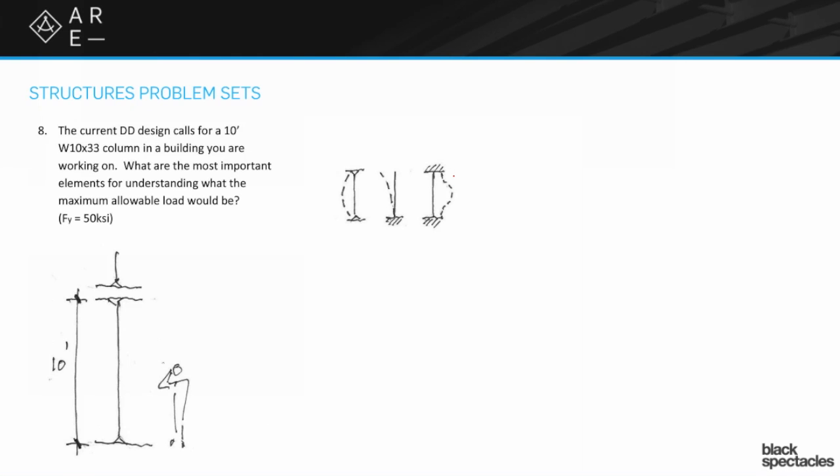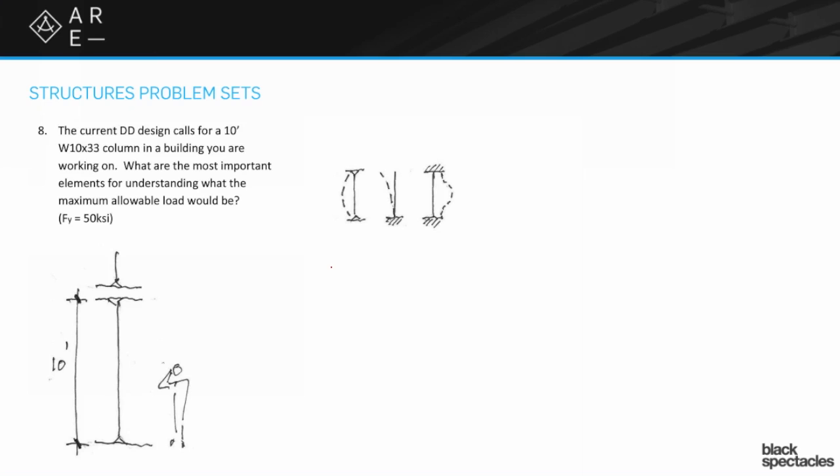Okay, here's a question about columns. And this is sort of a general question. This one is just saying, all right, the current design development, the current DD set, calls for a 10-foot tall W10 by 33 column in a building that you are working on. And the question is, what are the most important elements for understanding what the maximum allowable load would be for that? So imagine you sort of have an assumption, you put it into place, and now you're trying to figure out, well, okay, what are the issues that would be at play here? So we've started with a couple little sketch images there to help us along.